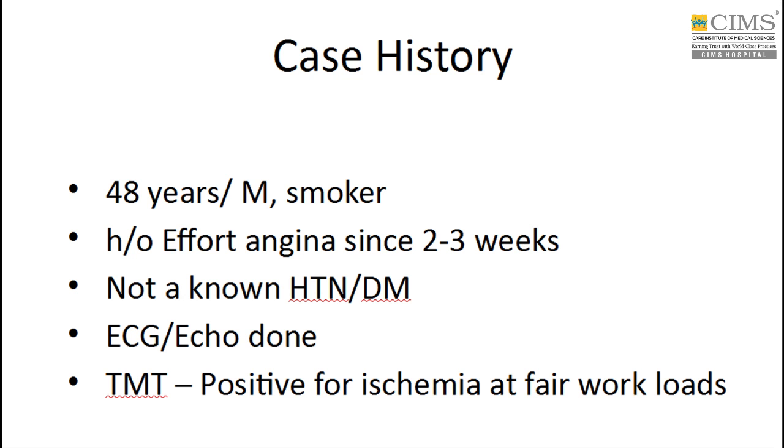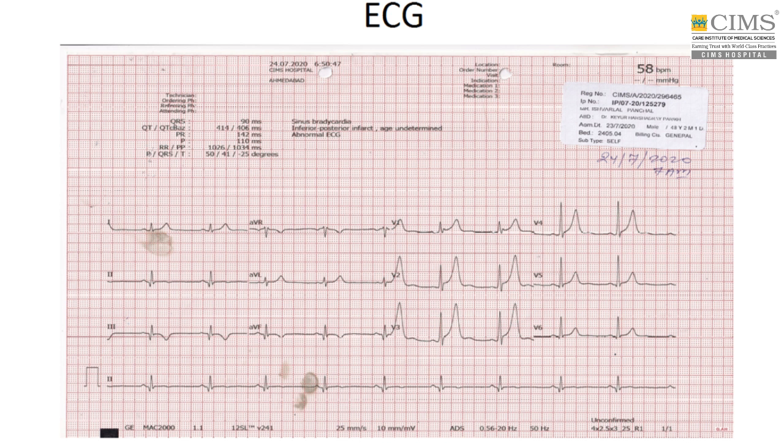Thank you, Dr. Keyur. Let us come to the case history of this patient. This gentleman is 48 years old. He's a smoker. He's not a known case of hypertension or diabetes. He presented with effort angina since 2 to 3 weeks. As you can see in the ECG, there are some changes in the inferior leads, T inversions in lead 3 and AVF. There are some tall T's in V2, V3 and V4. Apart from this, there are no significant ST changes in other leads.